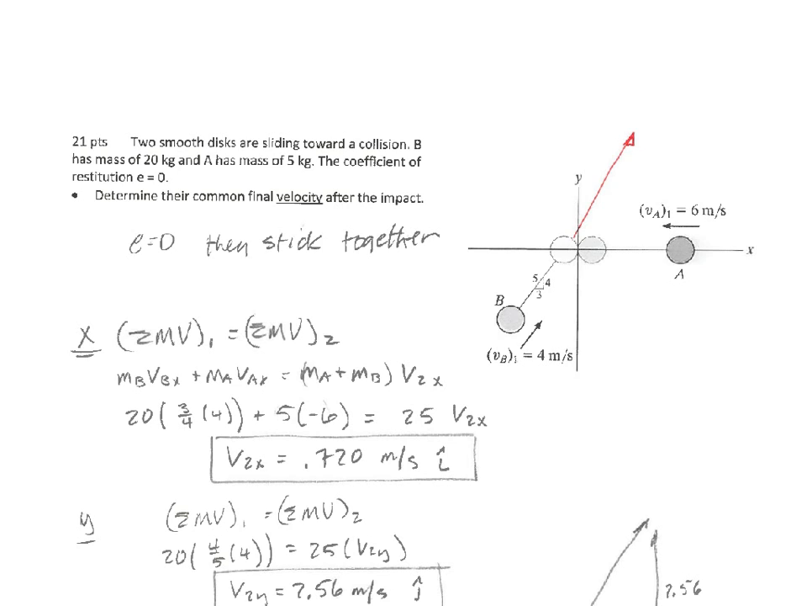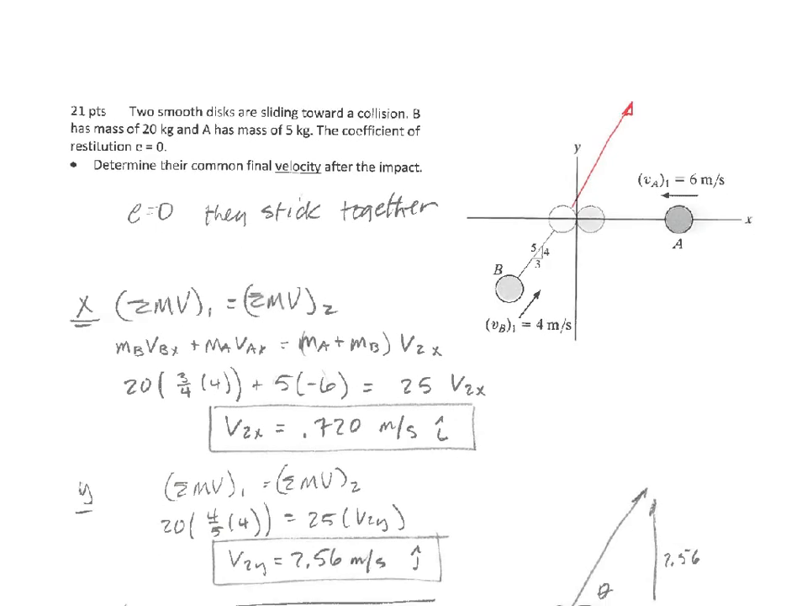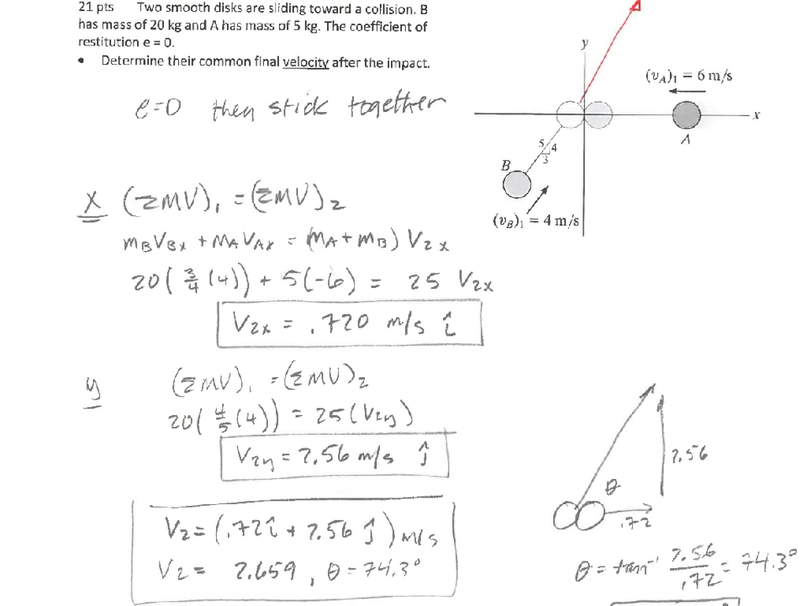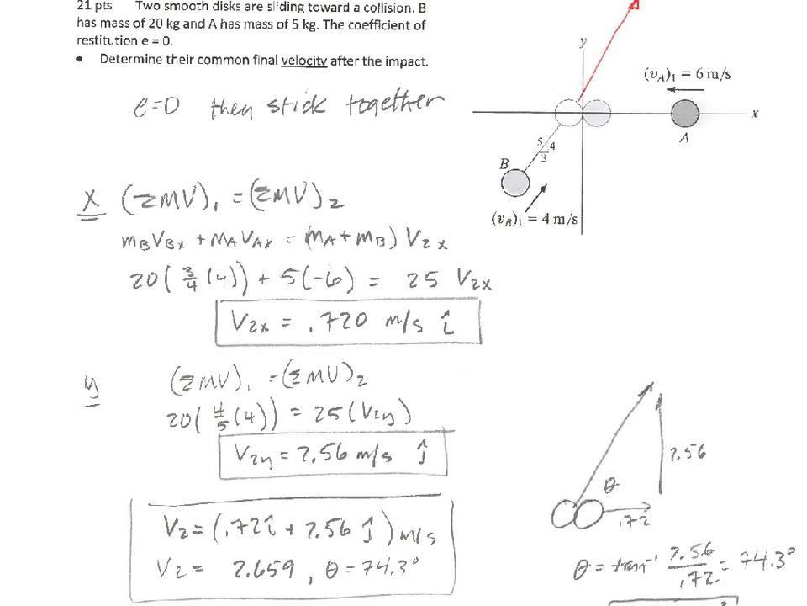So in the x direction, this one will have some mv, this one will have some mv, and so the common velocity at the end of that will be 0.72 in the i direction. If we look at the j direction, then we have a similar kind of thing where we have some beginning velocity in the j direction. This one has no velocity in the j direction, but after they join together, we'll have some common mv in the j direction.